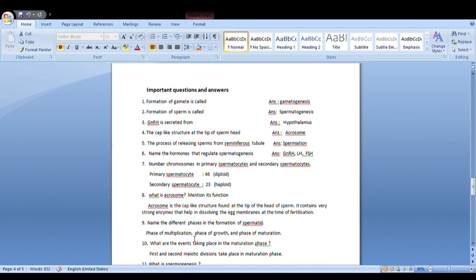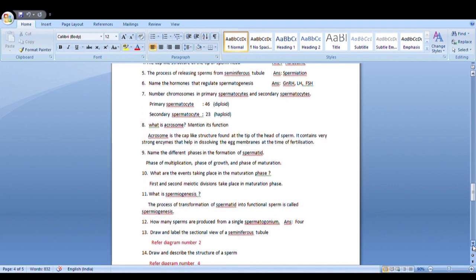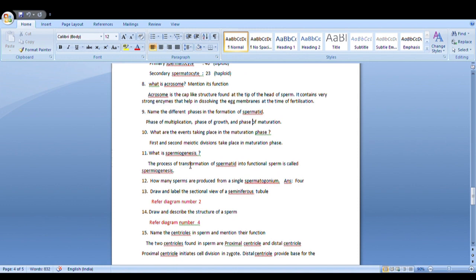Name the different phases in the formation of spermatid. Phase of multiplication, phase of growth, and phase of maturation. What are the events taking place in the maturation phase? First and second meiotic divisions take place in maturation phase. What is spermiogenesis? The process of transformation of spermatid into functional sperm is called spermiogenesis. How many sperms are produced from a single spermatogonium? Answer is 4.